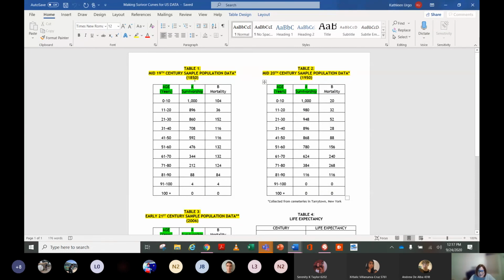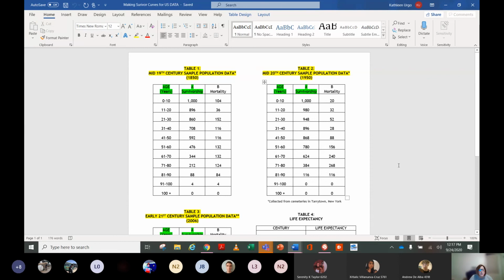So, okay, this first one is 1850. They had records, actually from a cemetery, 1,000 babies were born. But by 10, 104 of them had died. So 1,000 minus 104 means 896 survived to be 11. But by age 20, 36 had died. So 896 minus 36 means 860 survived to be 21.